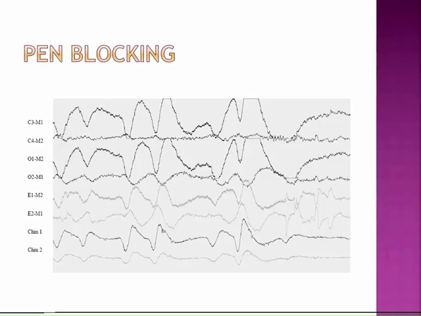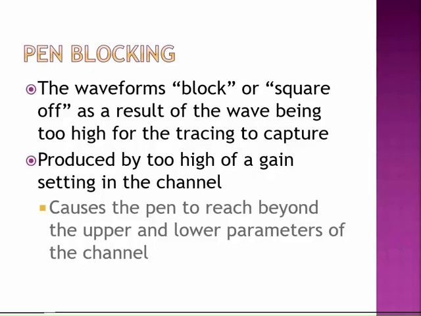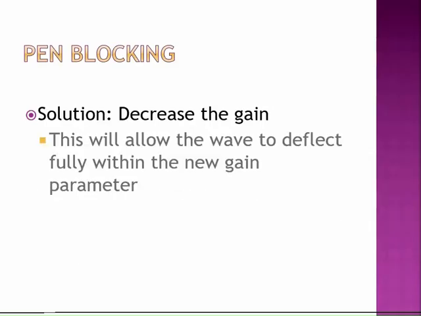Another way to say amplitude is gain. Whenever you hear gain, it refers directly to the height of the channels. So what you need to do is adjust the amplitude, adjust the height, or decrease the gain so that you can fully see the channels deflect within their channel properties.